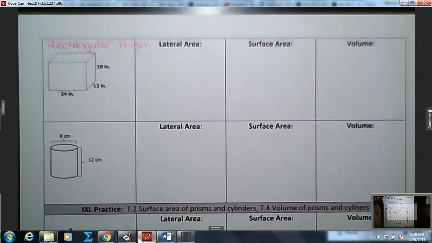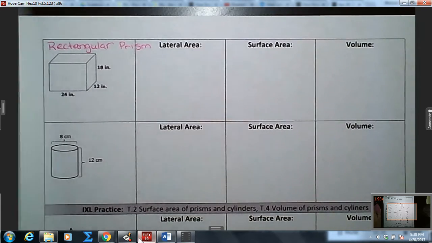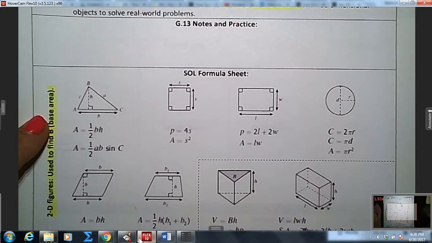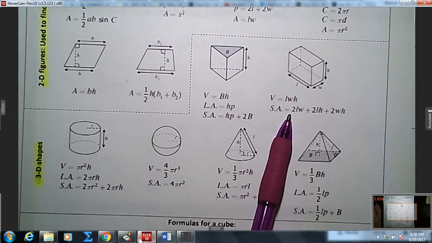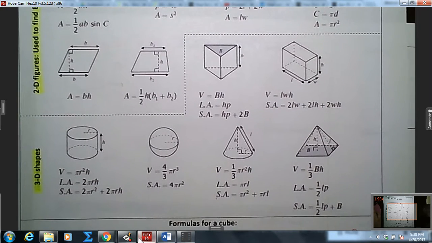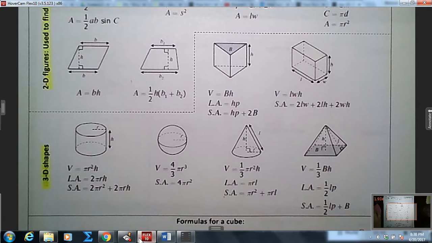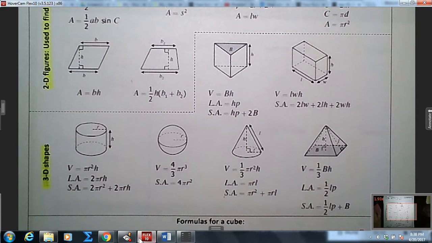Okay, I've got my formula sheet handy here, and this is my rectangular prism. I've got a formula for the volume, and I've also got a formula for the surface area. I don't have a lateral area formula. However, if we understand what lateral area is, it'd be very easy to come up with a lateral area formula.